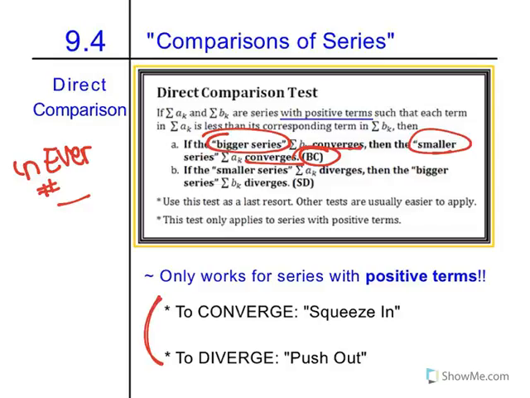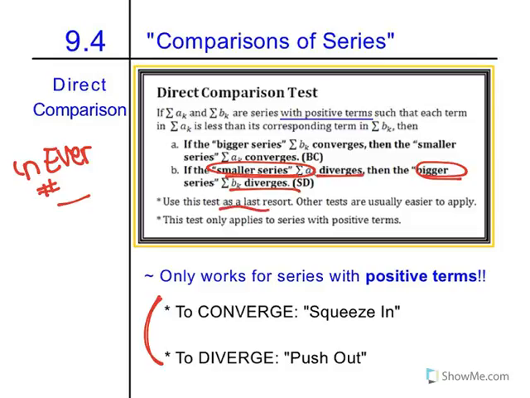Then the second, if the smaller diverges, if the smaller of the 2 diverges, then the bigger will diverge also. Now, if you keep reading, use this test as a last resort. Other tests are usually easier to apply.